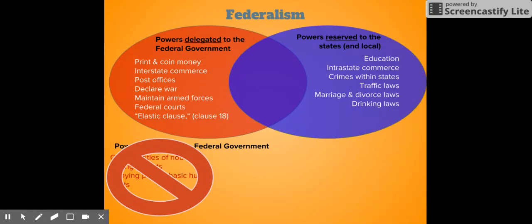They control drinking laws, and we'll talk later in the year that all the states have the same drinking age, but they do have different rules, and that comes at the state level.